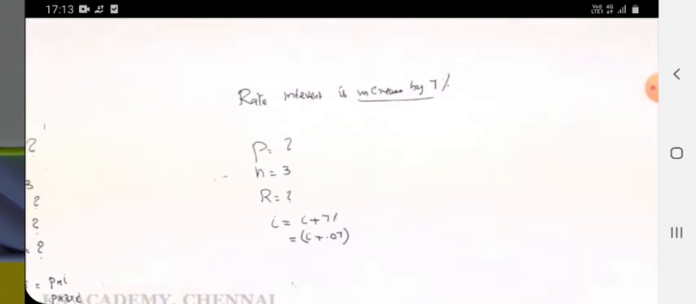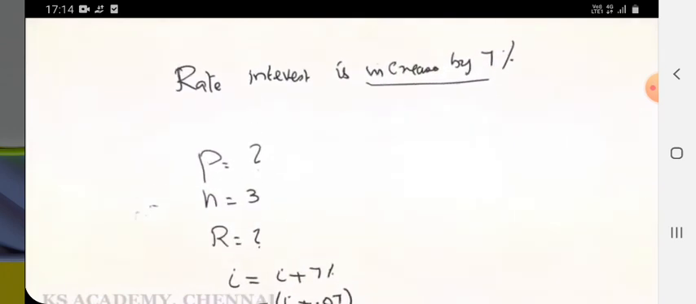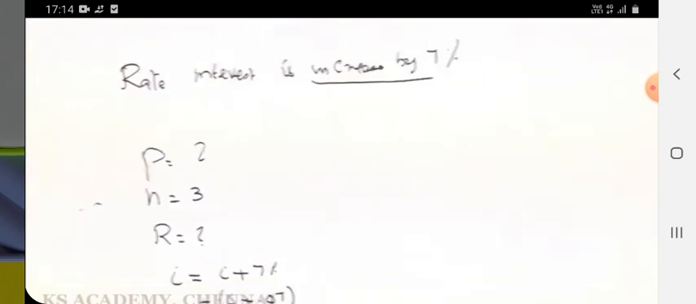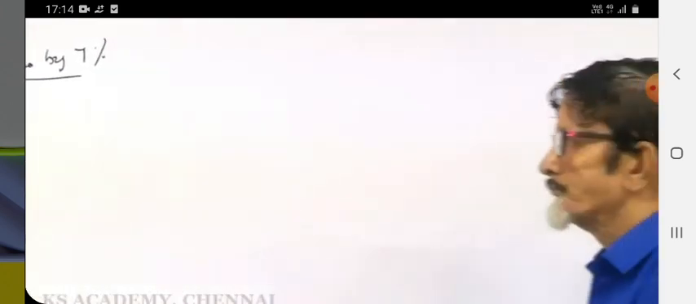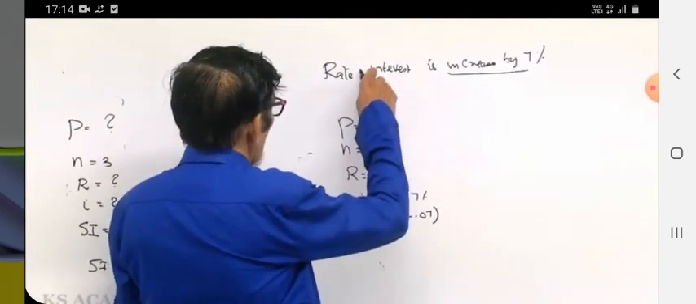Before the increase I have shown: P I do not know, question mark. R not known, question mark. I not known, question mark. N 3 years. I am calculating SI. Why SI? After the increase of percentage, simple interest is increased by 882, that is given. Simple interest increased. Original interest. Rate of interest is increased by 7.